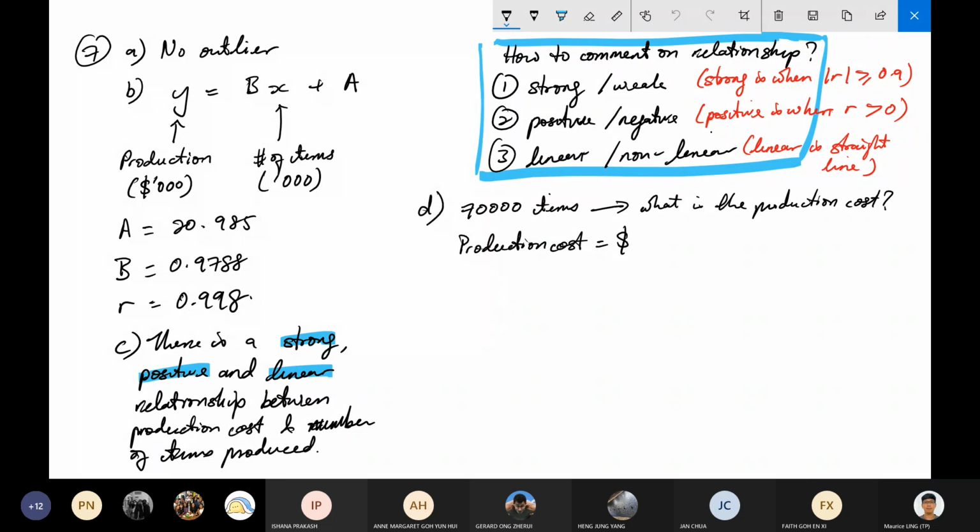68480.95. How come? I substituted the value of x into the equation there. Okay, so you're supposed to have y equals 0.9788 of your x plus 20.985, correct? So 0.9788, what is x for you? 70,000, right? No! Remember the x here is 70. Oh my god! Okay. Yeah, copy again.